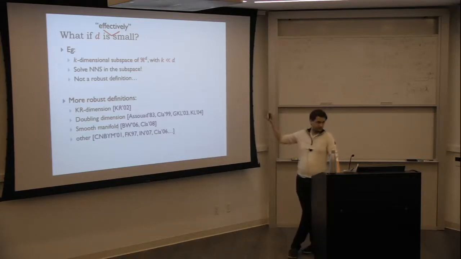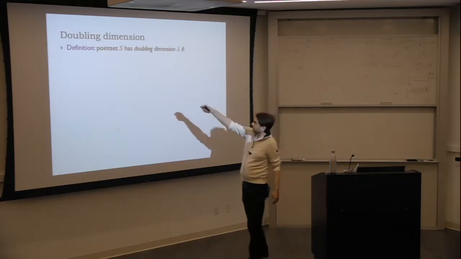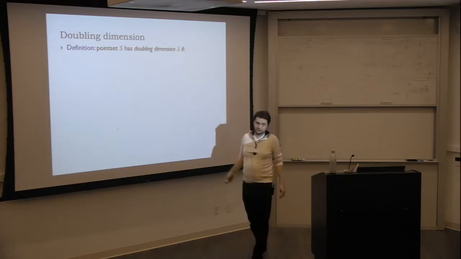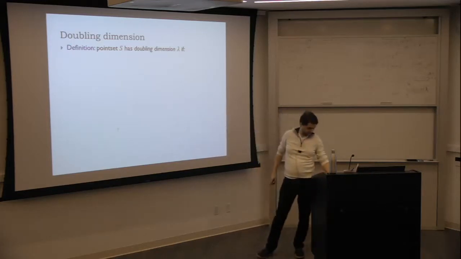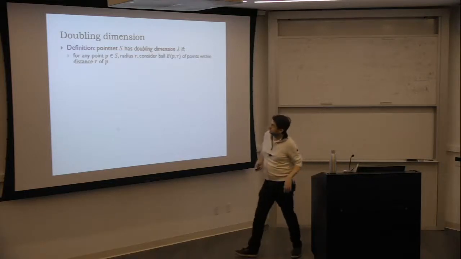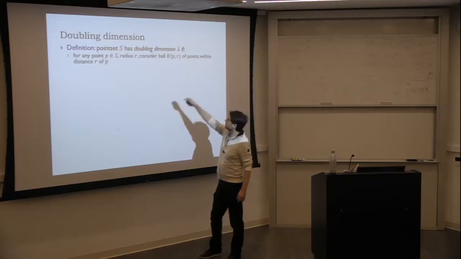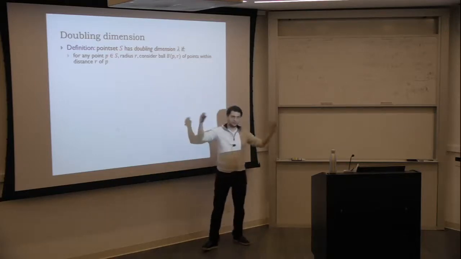And this is the definition that I'll use to state some results. So what is doubling dimension? Well, we say the following. Given a point set S, it has doubling dimension lambda if the following thing holds: for any point P in this data set and any fixed radius R, we consider the ball of radius R around this point.